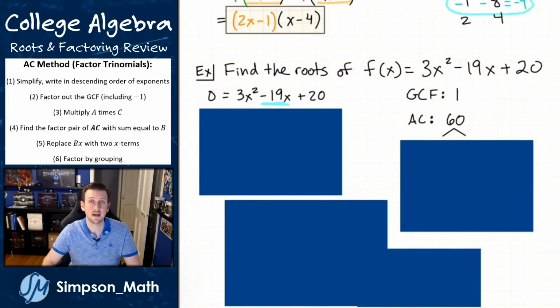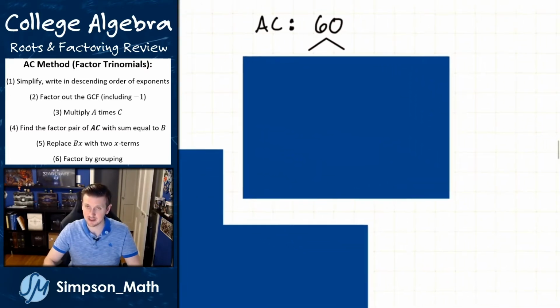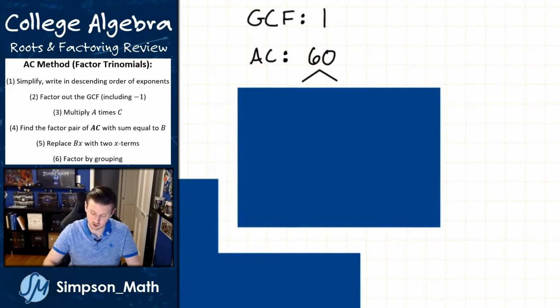All right, this time, let's find the roots of f of x equals 3x squared minus 19x plus 20. If you want to go for it, pause it, try it on your own, be my guest. But I'm going to still go through this one with you because I really want to talk about this next part. So GCF is 1, that's cool. AC is 60, 3 times 20. But I want to talk about our factor pairs here.